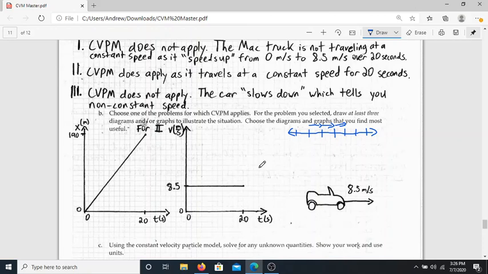Now, for the last piece, part C, it says, using the constant velocity particle model, solve for any unknown quantities. Show your work and use units. Now, what we're going to find out is that this type of question is actually one of the most important questions you will ever run into in your scientific career.